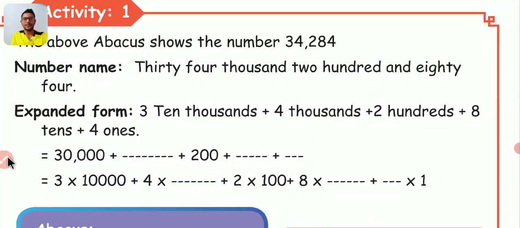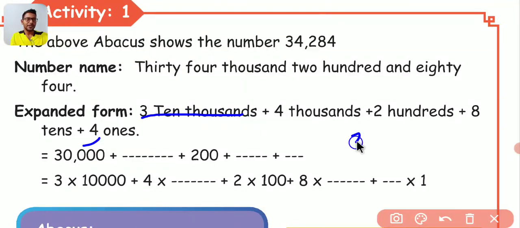Expanded form. So now, 3 10,000 is what? 30,000. That is nothing but 3 cross 10,000. If you multiply 3 cross 10,000, what is the answer? 30,000. If you have this type of number, where the first one is 1 and the remaining digits are zeros, then it is very easy to multiply. You just multiply 3 and 1. 3 ones are 3.